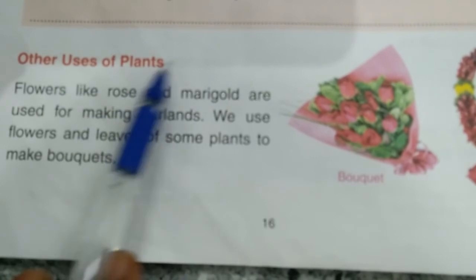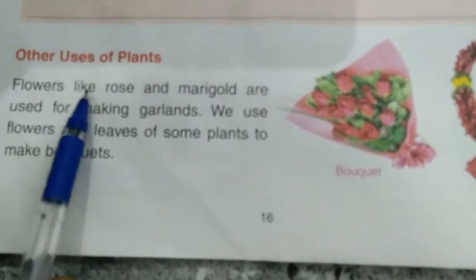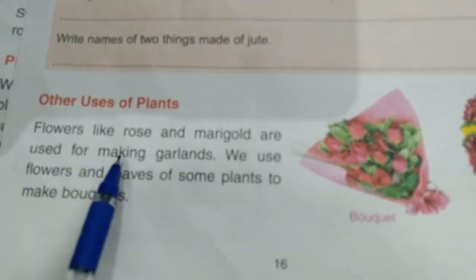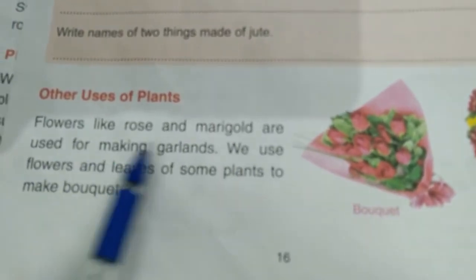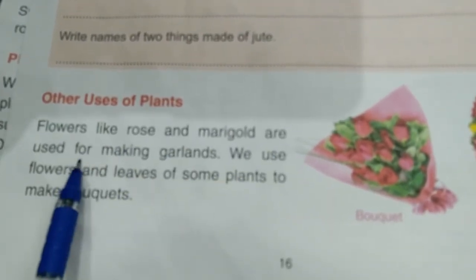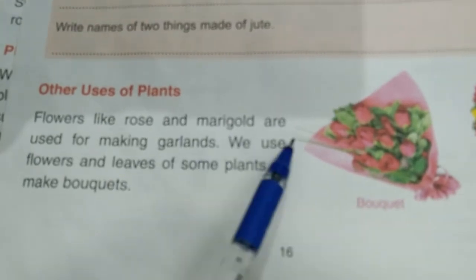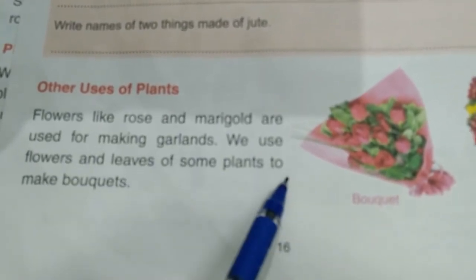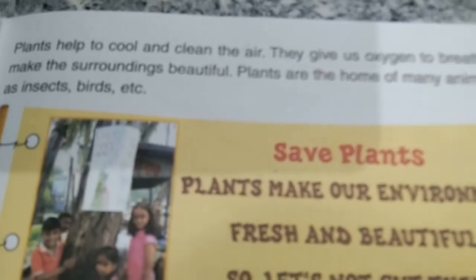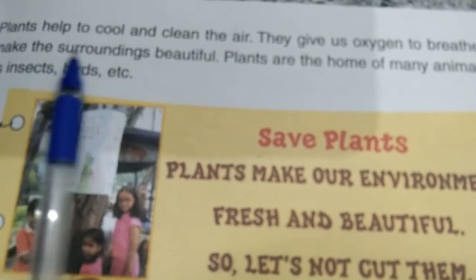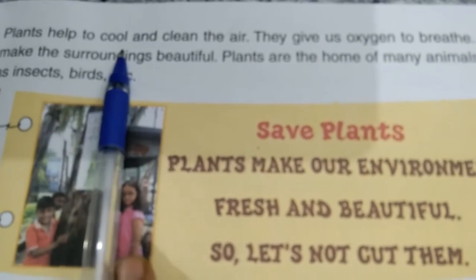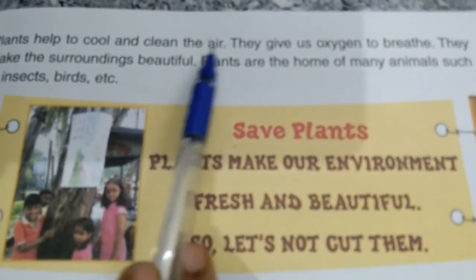Other uses of plants. Flowers like rose and marigold are used for making garlands. We use flowers and leaves of some plants to make bouquets. See the next page. Plants help to cool and clean the air.